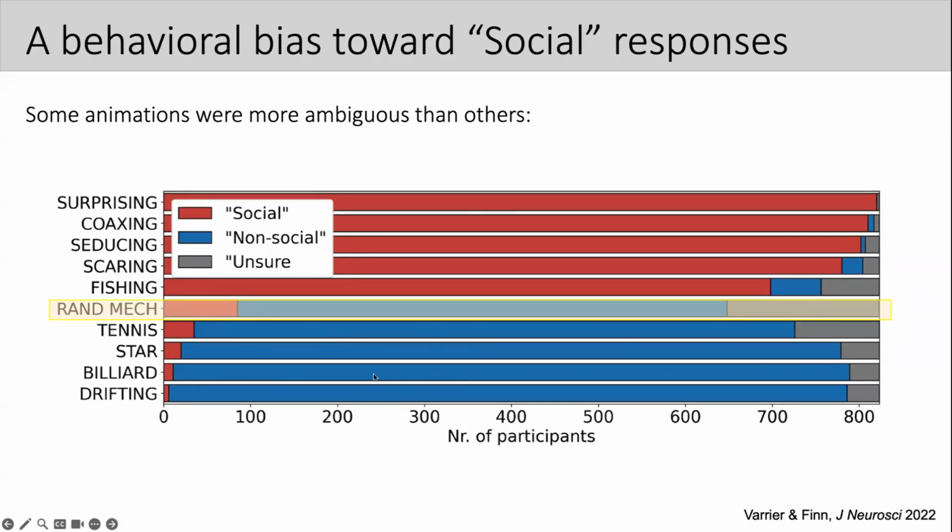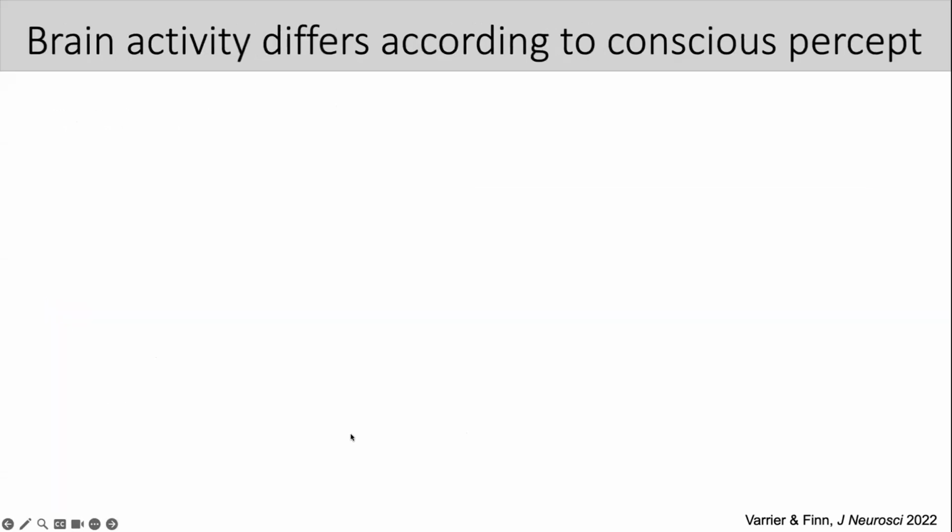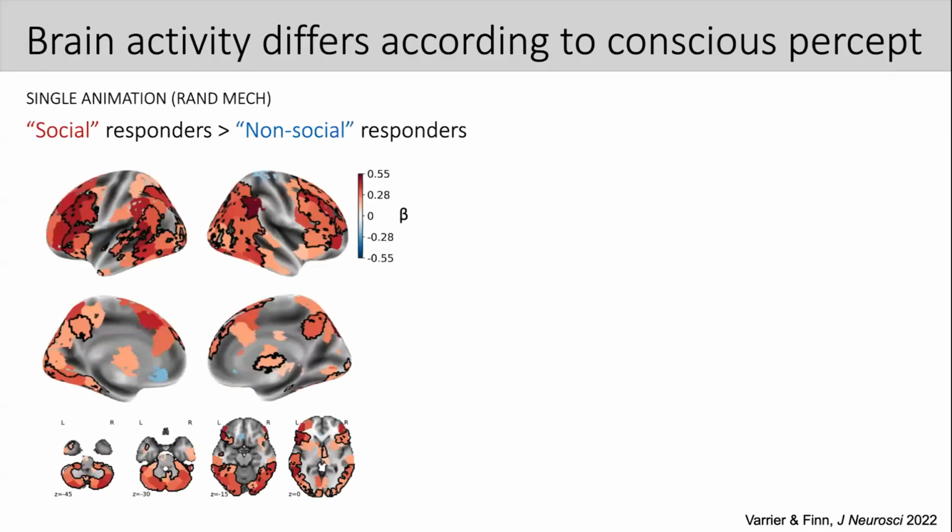So we focused on this single video, and when we contrast brain activity between people that reported this animation to be social versus people that reported it non-social, we see that a ton of the brain is more active in people that thought they were perceiving a social interaction in this video. And this is kind of cool because the visual input is exactly the same. This is the identical stimulus shown to different people. If we just group people by what percept they got, we see that the people that did see a social interaction have more activity almost everywhere.